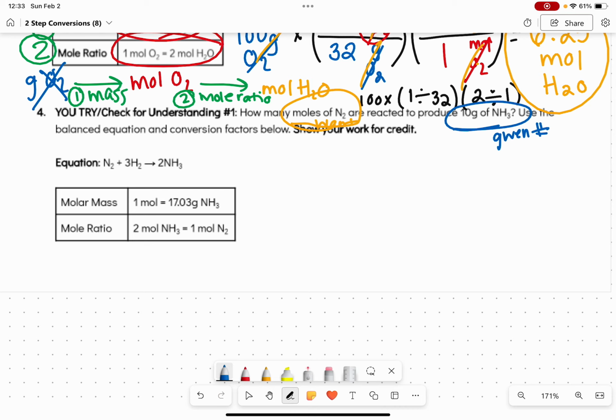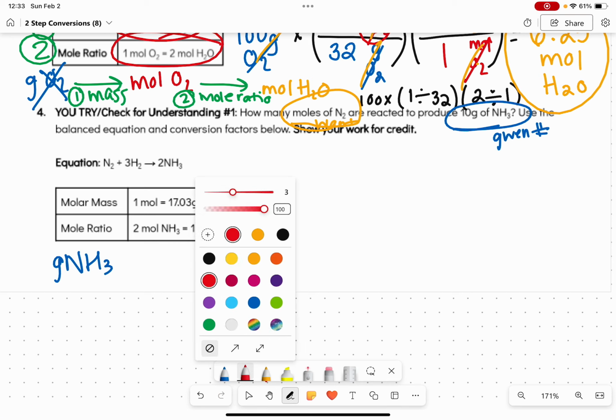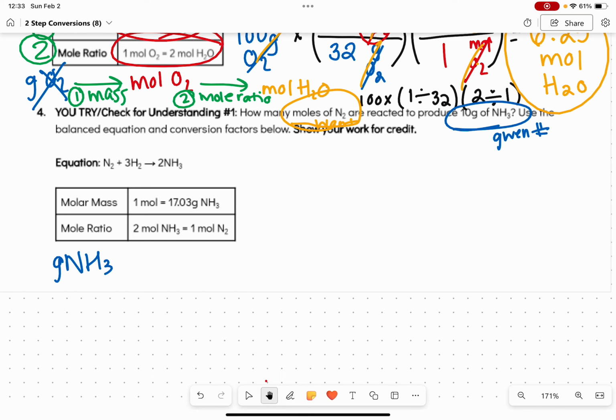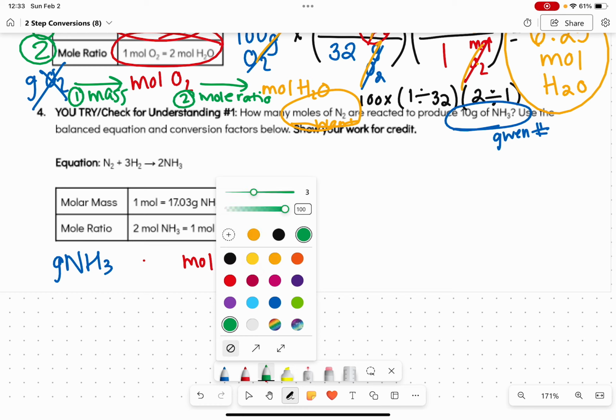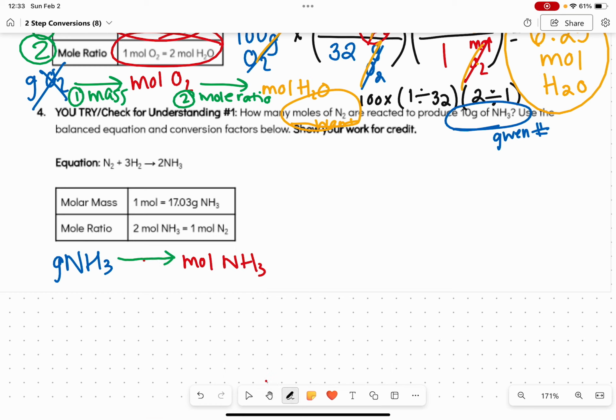Okay, so in this question, we need to go from grams of NH3 all the way to moles of N2. We can't do that in one step, so our first step is to change from grams of NH3 into moles of NH3. Now, if you remember, to go between grams and moles, you have to use your mass. So that's going to be our first step. So let's set it up.